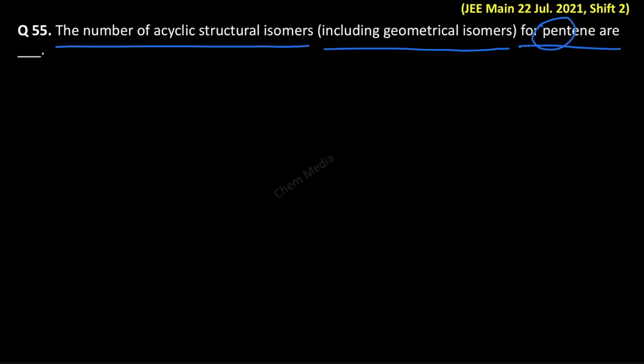That is something you need to understand. They are asking you to write down all isomers of C5H10 that are acyclic. At the same time, consider both structural as well as geometrical isomers. This part you need to be clear. We know that the degree of unsaturation for C5H10 is equal to 1.